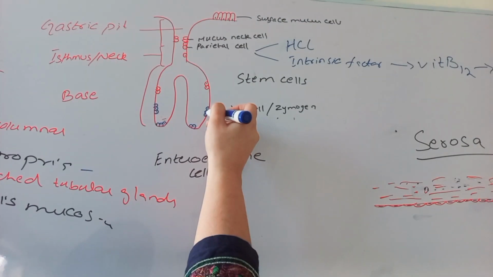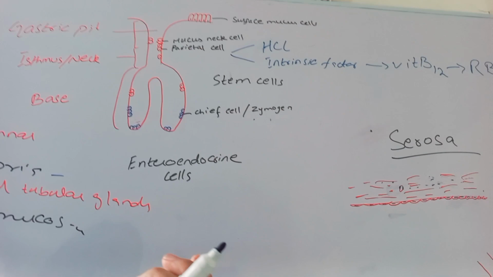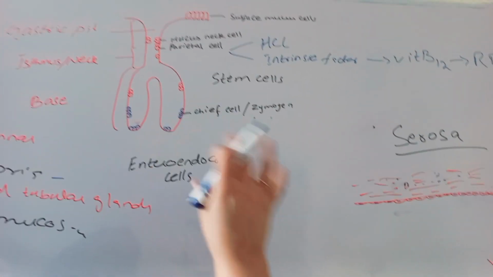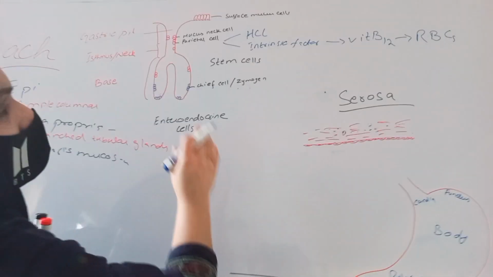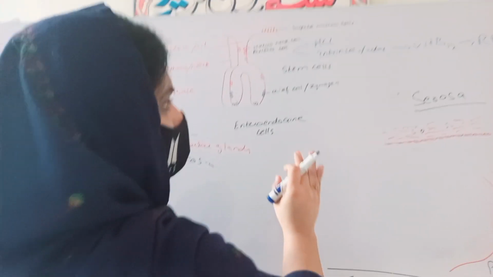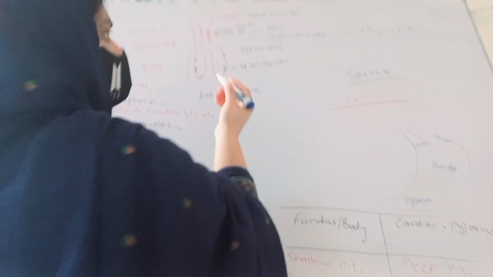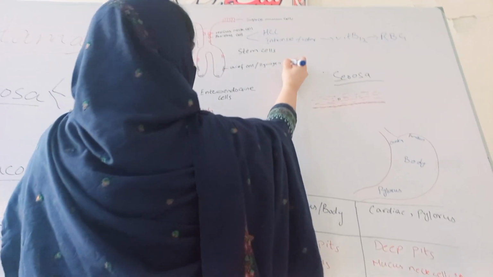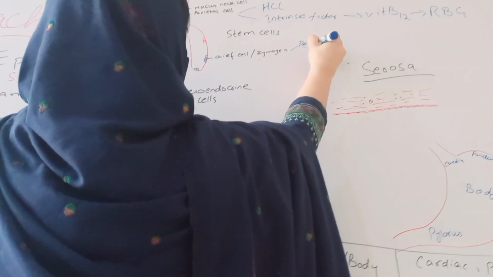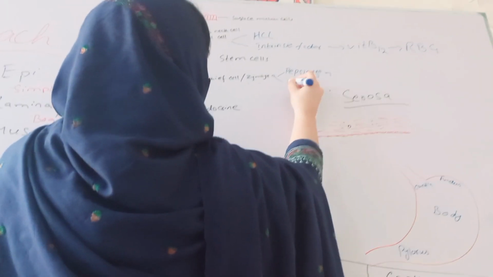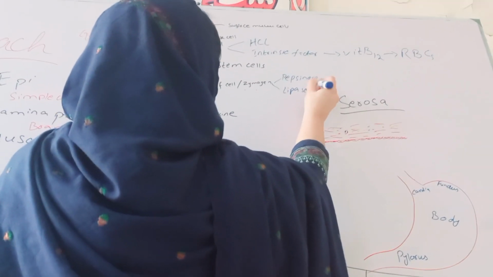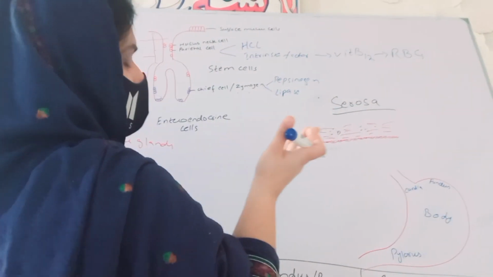These are very basophilic cells because they have all the characteristics related to protein secreting cells. They have abundant rough endoplasmic reticulum. What are the secretions of the chief cells? Chief cells produce pepsinogen and lipase. Pepsinogen, you know, is an inactive ingredient.